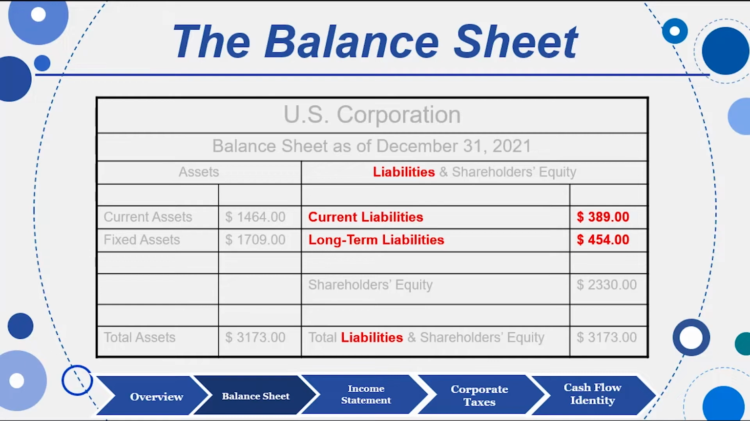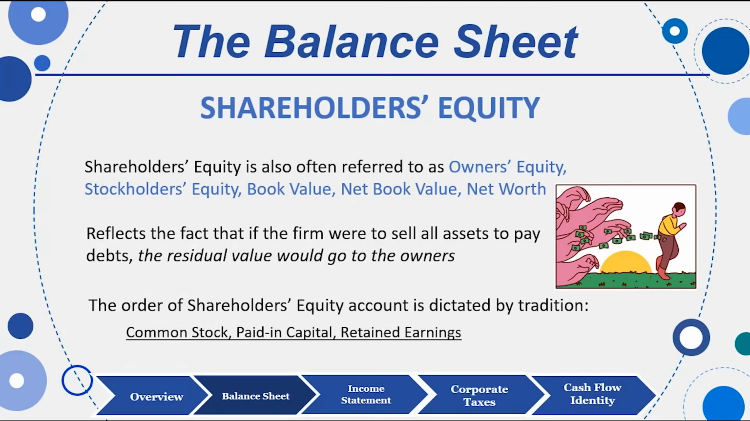The ones that have to be paid first are the current liabilities. Longer-term liabilities can be paid at a later date or over time. Shareholders' equity, like I said, is residual value. It's what's left over after I take all my assets, possibly sell them, and pay off all my liabilities. What will be left over is known as shareholders' equity.